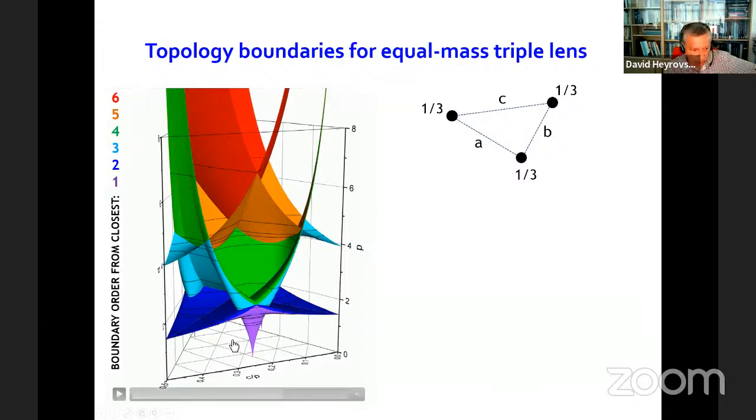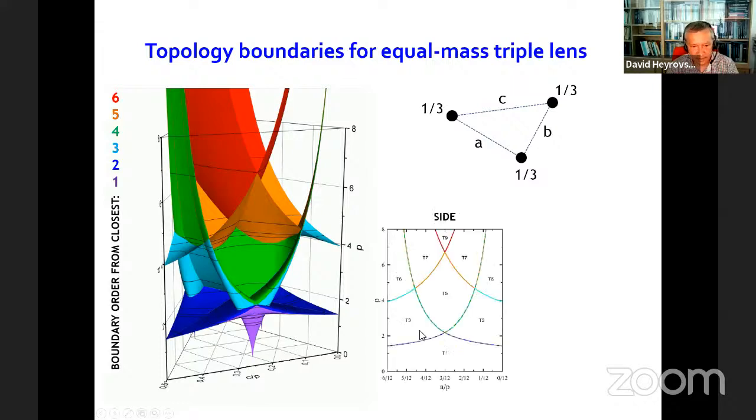So what you have to do now is just the final step. These different spaces in between all these planes that you have here, what is the topology there? So you have to pick points in all these different gaps between the surfaces and look at what the critical curve geometry is.